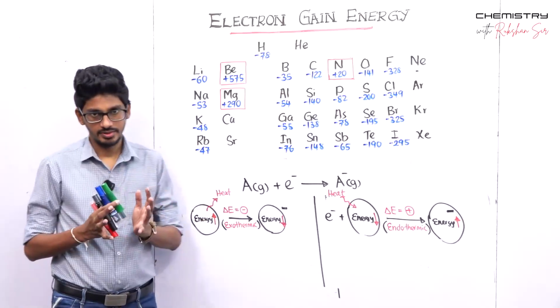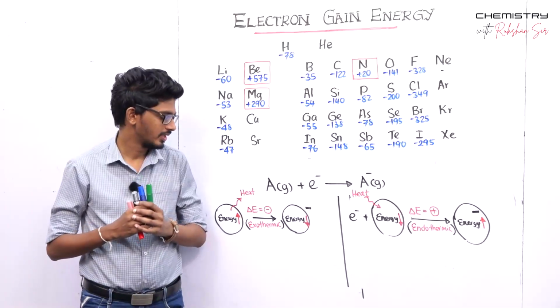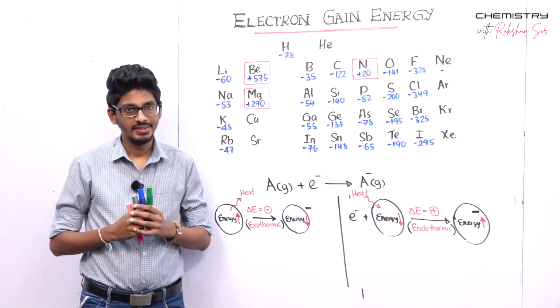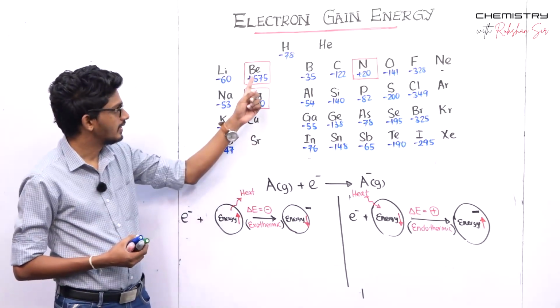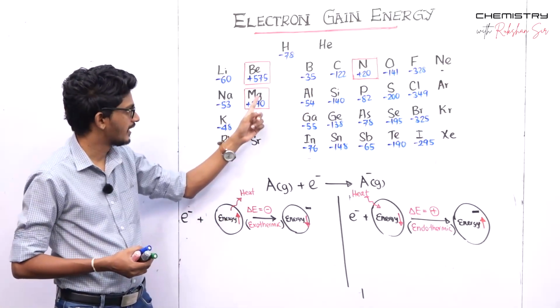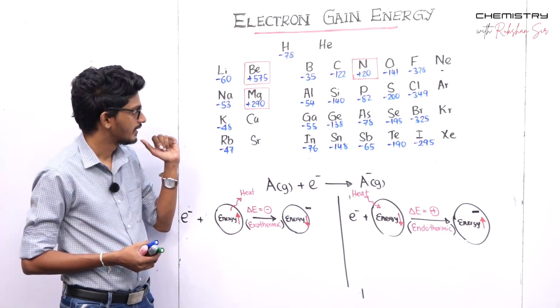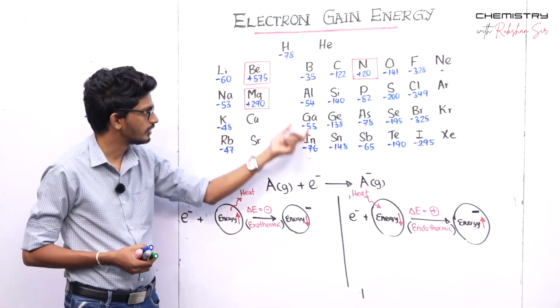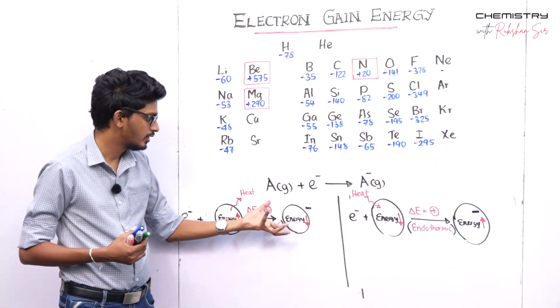Almost all the atoms, other than three atoms, the beryllium, magnesium and nitrogen, other than these three atoms, carry some negative values for the electron gain. These kind of processes have negative values for the electron gain.